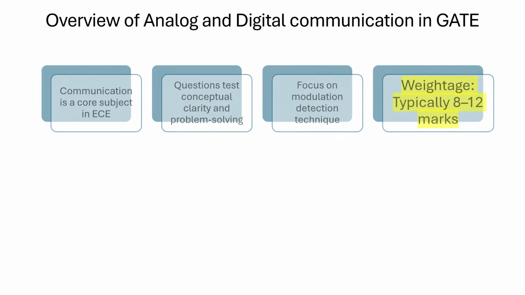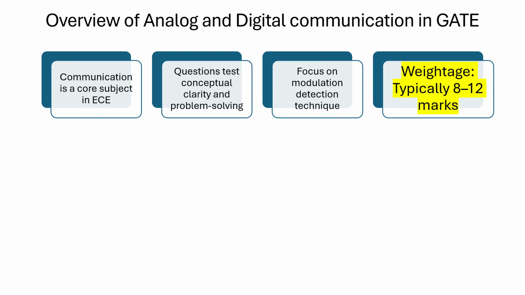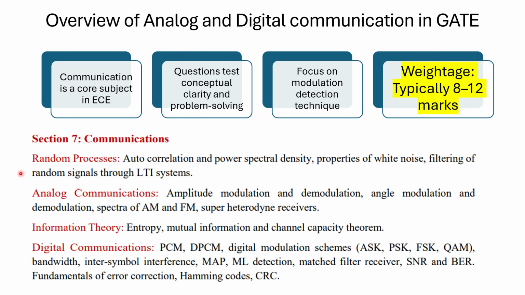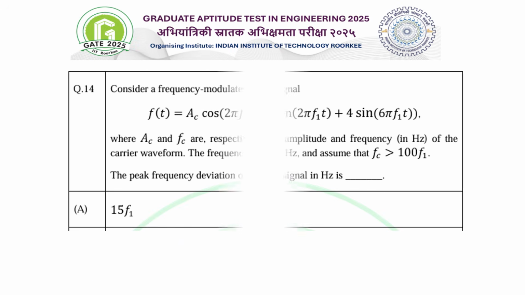First of all, here is your overview. This course, analog digital communication, is one of the important courses, and if you can solve the questions, definitely you can score marks in the range of 8 to 12 marks, and maybe sometimes higher, right? So here is the syllabus for your subjects. So let's take the contents.